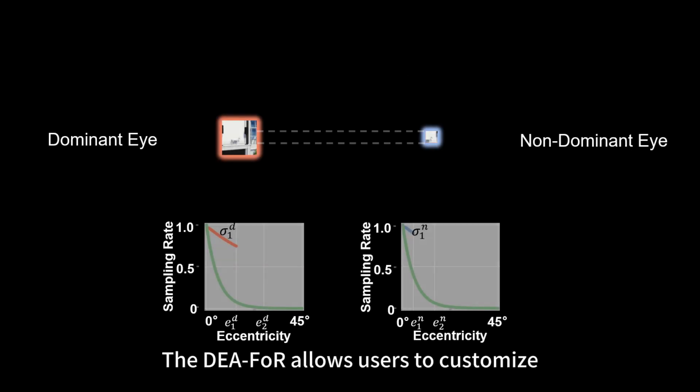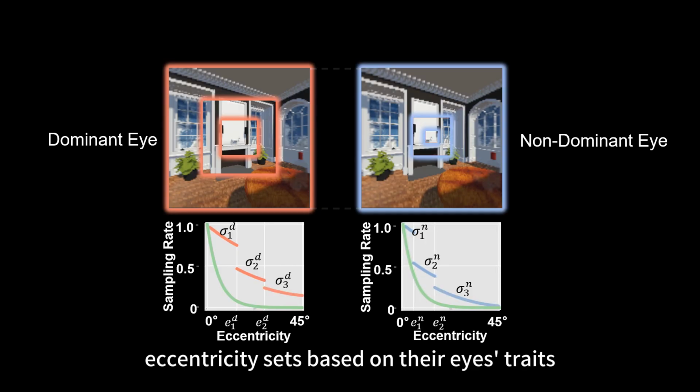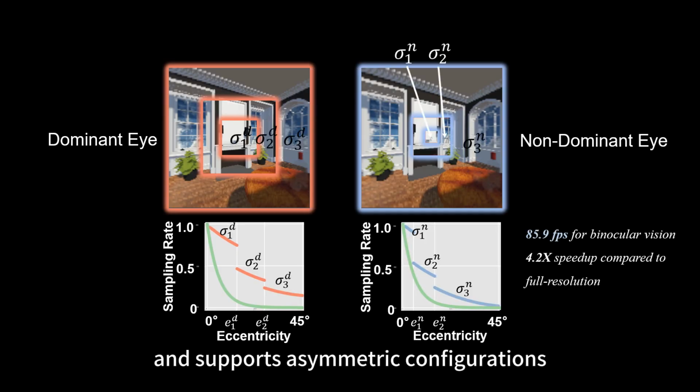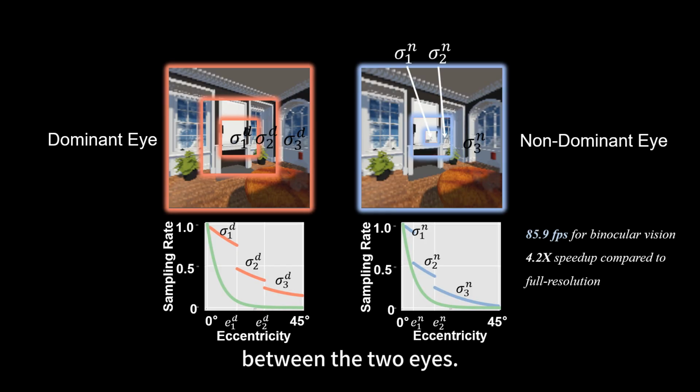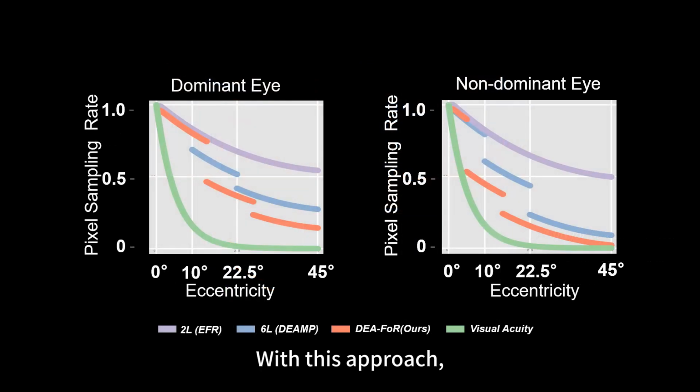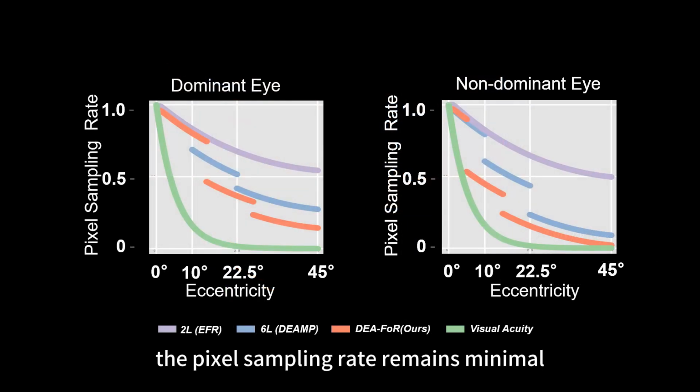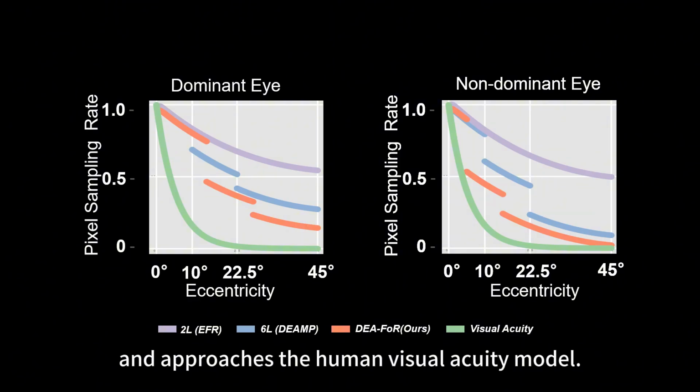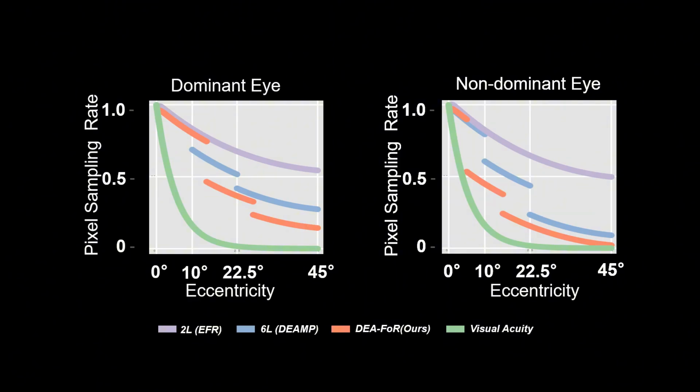The DEFA allows users to customize eccentricity sets based on their eye's traits, and supports asymmetric configurations between the two eyes. With this approach, the pixel sampling rate remains minimal and approaches the human visual acuity model.